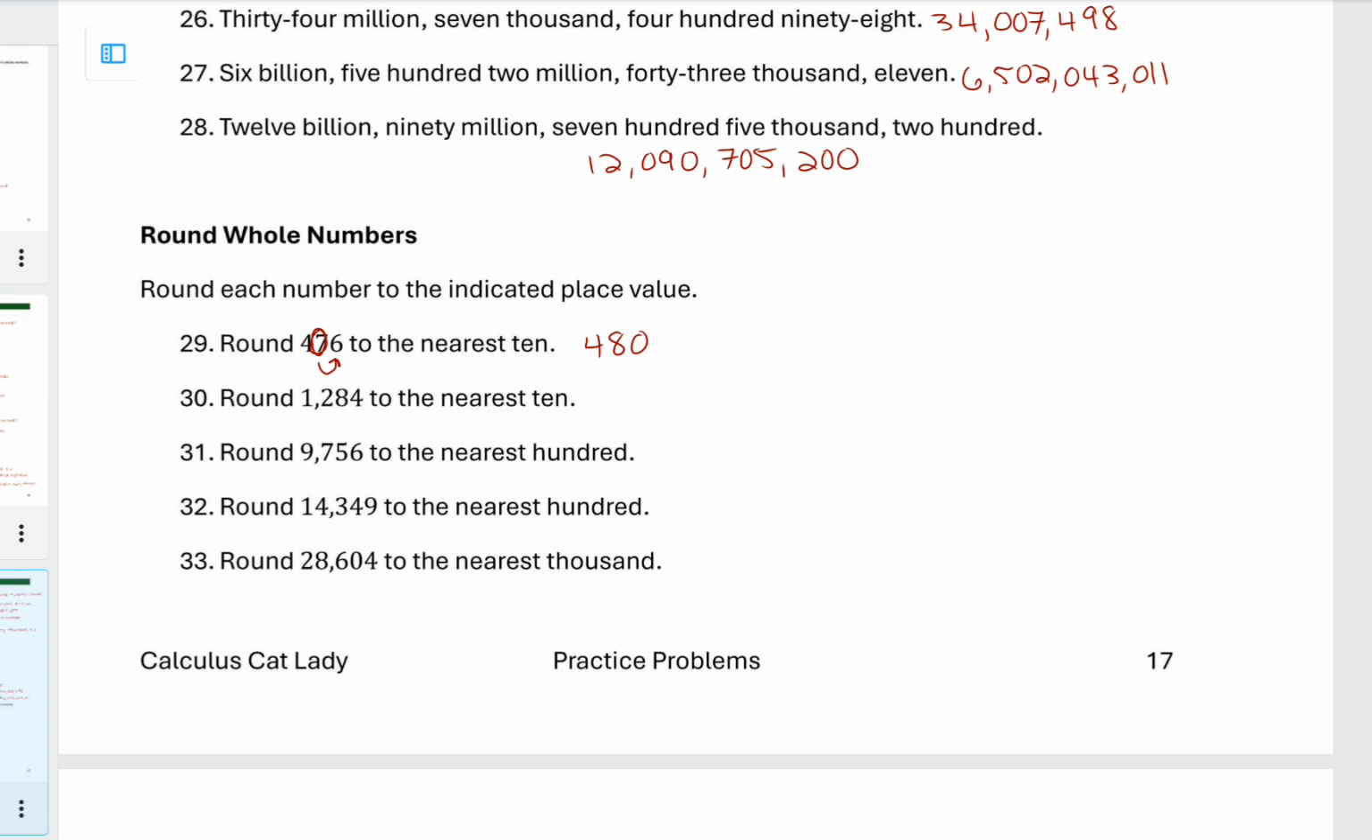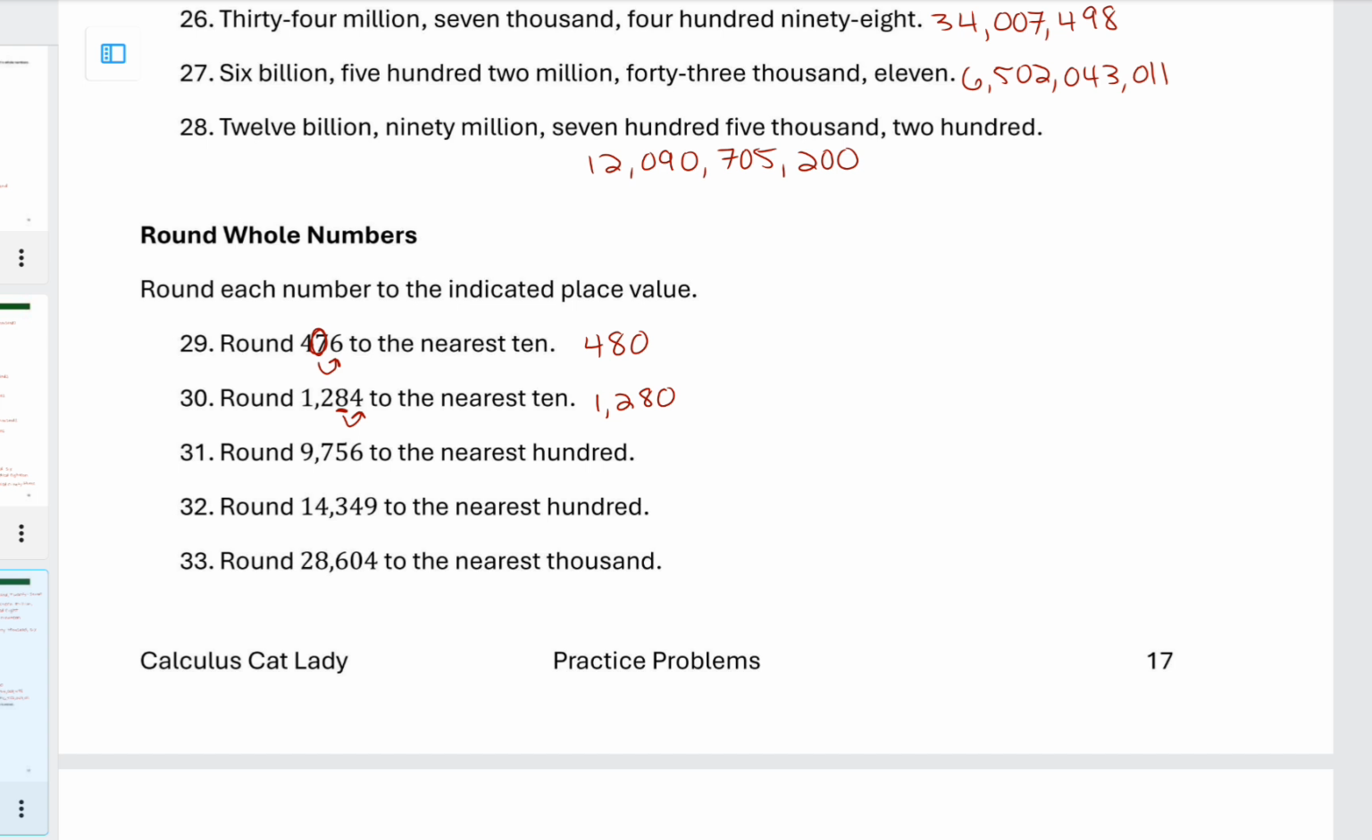Round 1284 to the nearest 10. In this case, the 8 is in the tens place, which means we have to look at the 4. A 4 rounds down. So 1, 2, the 8 can stay the same, and everything after becomes a 0. 1,280.